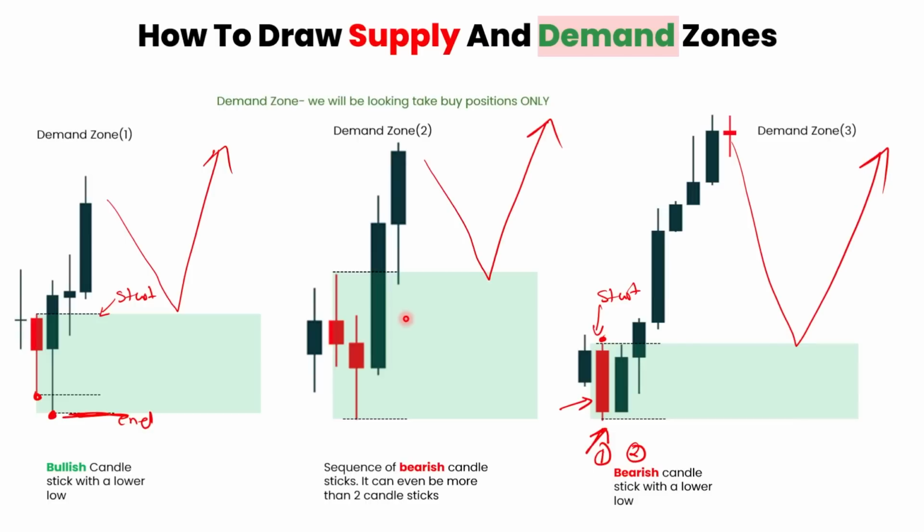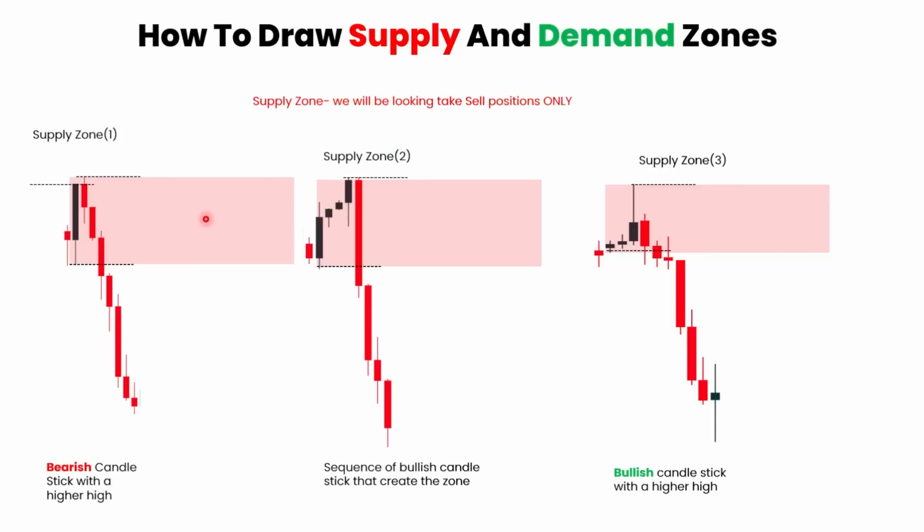So let's move on with the supply zones. On supply zones, we will be looking to enter short around these areas. Here we will be looking for the market to shoot to the downside. Even here we'll be looking for the market to shoot to the downside, and even on supply zone number 3. It's the same thing as the demand zone, but this one is just vice versa.